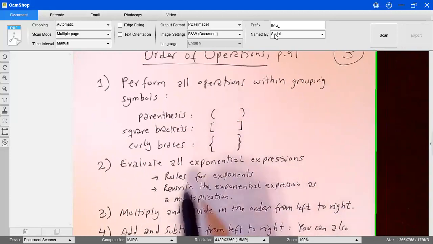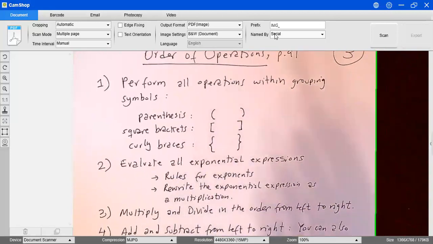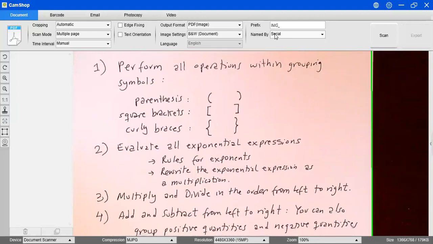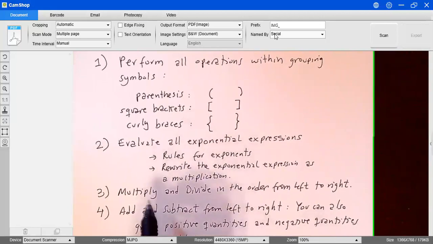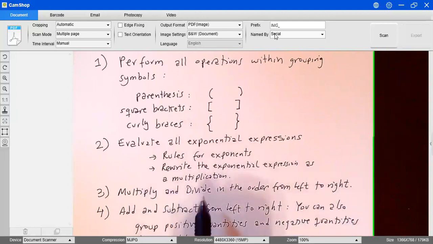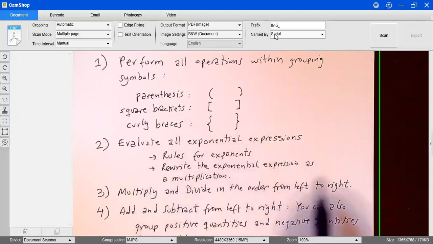So you need to remember the rules for exponents. And most importantly, you're going to need to rewrite exponential expressions as multiplications, because that's the best way to proceed to simplify, to perform indicated operations. Then the last two steps are, first, you're going to multiply and divide from the left to the right. That's the order. Multiply and divide from the left to the right.